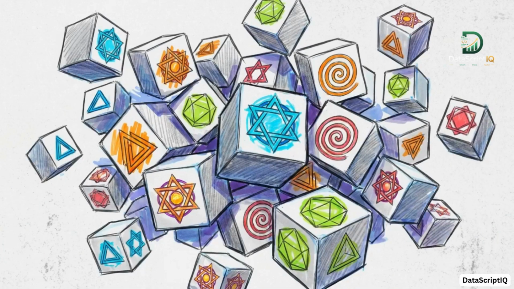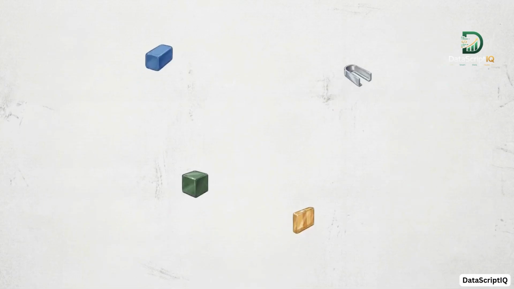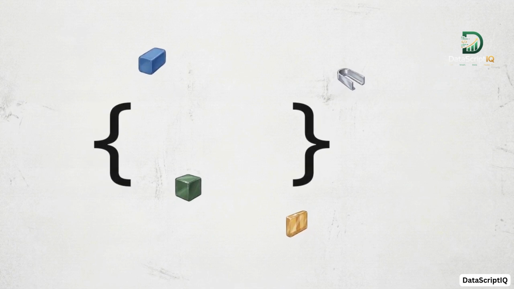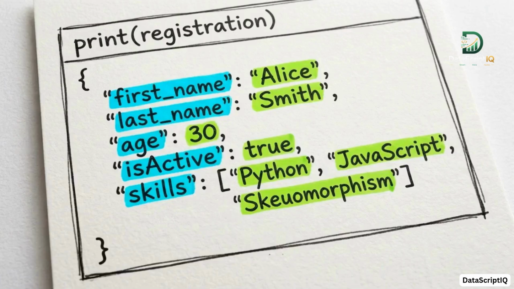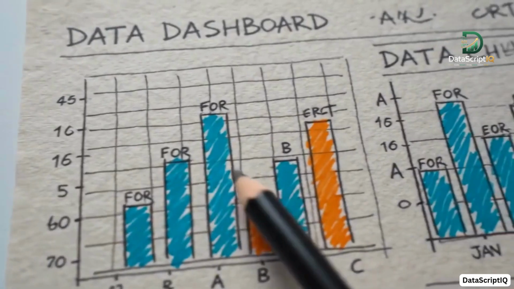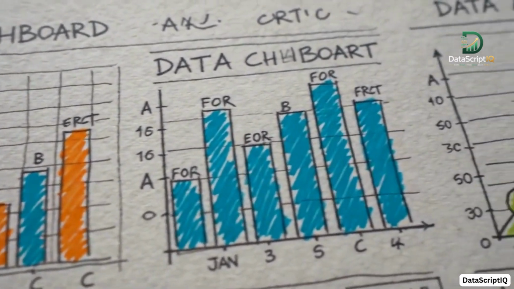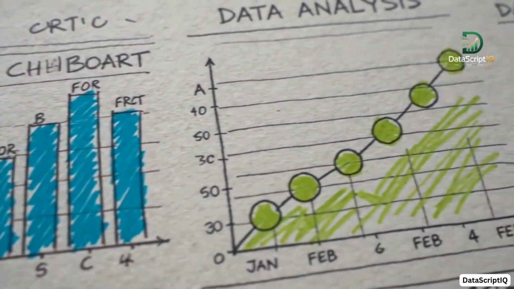With our data cleaned and our calculations finished, we can now group everything into a single, organized record. We'll use a Python dictionary for this. This structure uses clear labels called keys to identify each value, such as the participant's name or the total fee. Print the completed dictionary to the console to see the final result of your script. Using a dictionary ensures that your data is not just clean, but easy to read and access for other parts of your program.